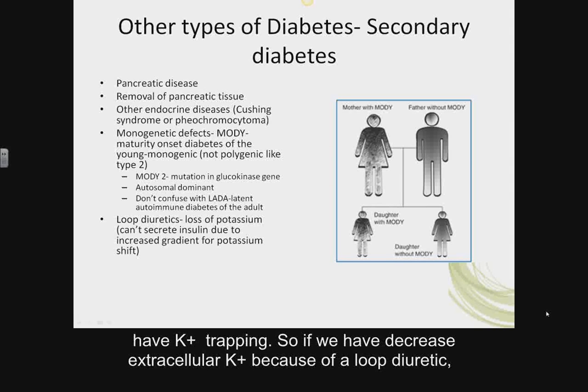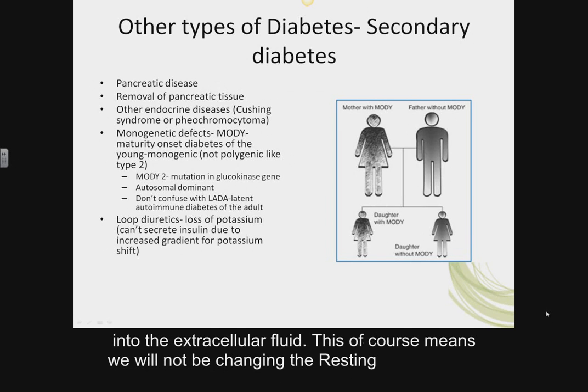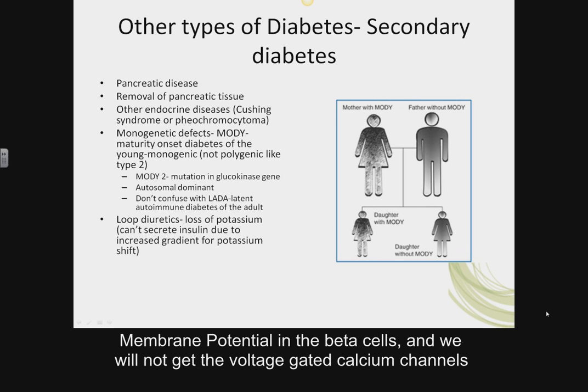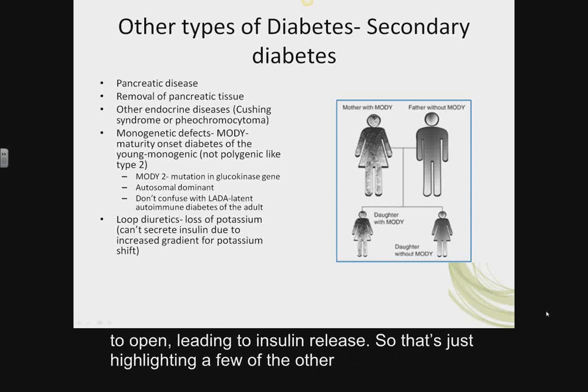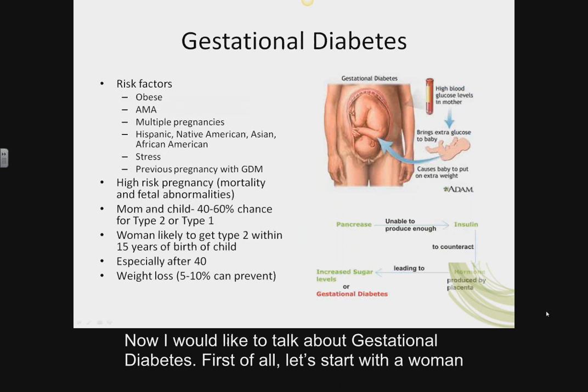So if we have a decrease in extracellular potassium because of a loop diuretic, there's going to be a more favorable shift of potassium from within the cells to the extracellular fluid. This, of course, means we will not be changing the resting membrane potential in the beta cells, and we will not get the voltage-gated channels to open, leading to insulin release. So that's just highlighting a few of the other secondary types of diabetes.